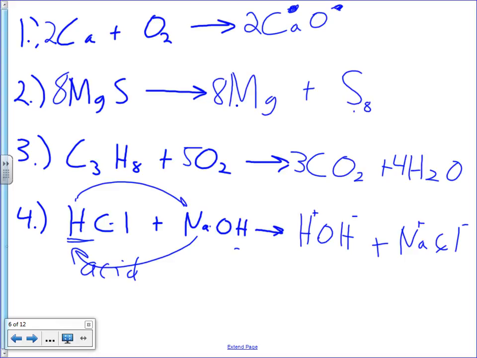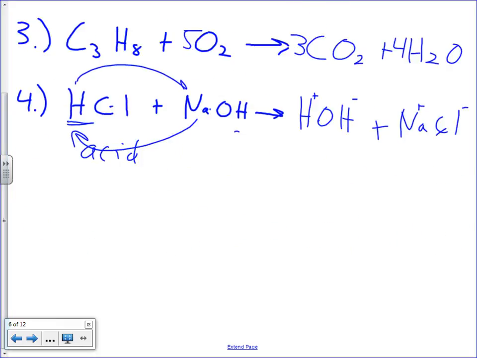Okay, now the toughest kind of reactions are single replacement. Okay, so here's your example. Okay, so I've got zinc, and it's reacting with hydrogen chloride.